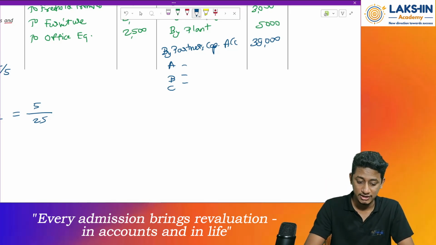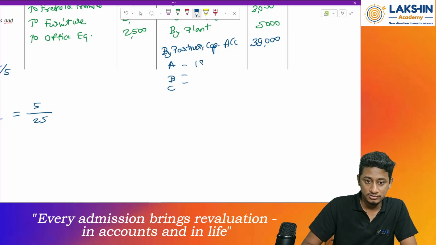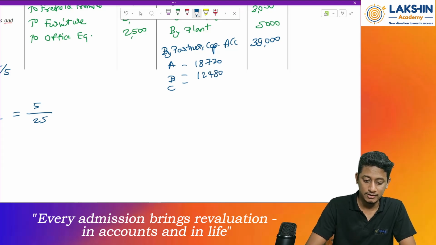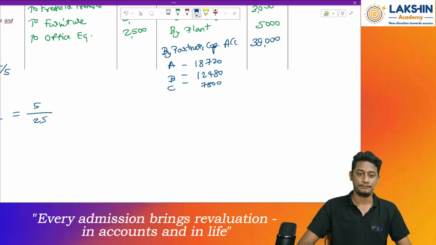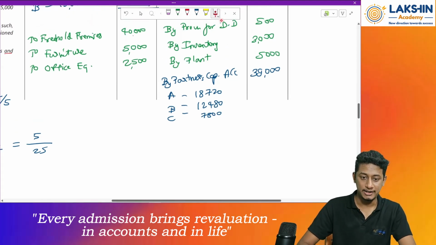So 39,000 divided by 25, into 12, equals 18,720. Then 8 equals 12,480. Then the last value, 5 equals 7,800. Okay, I will just total all of them. It should be equal to 39,000. So this is how the losses will be divided.